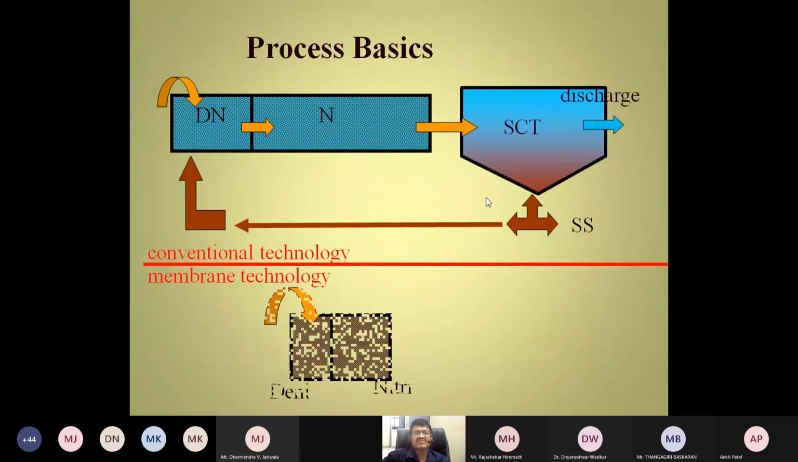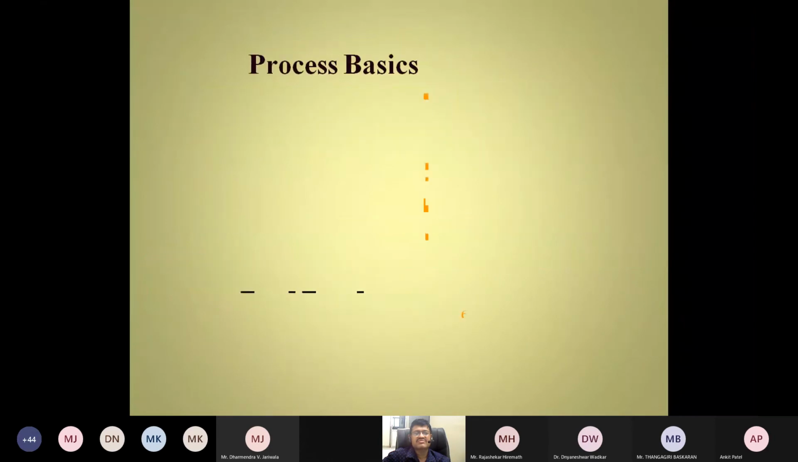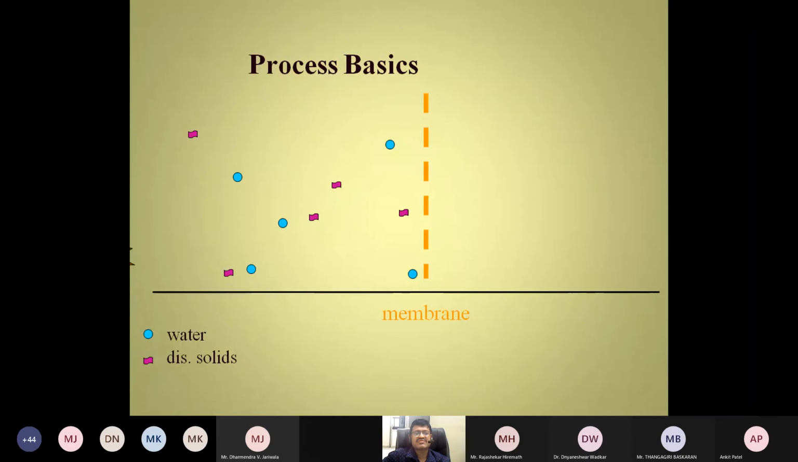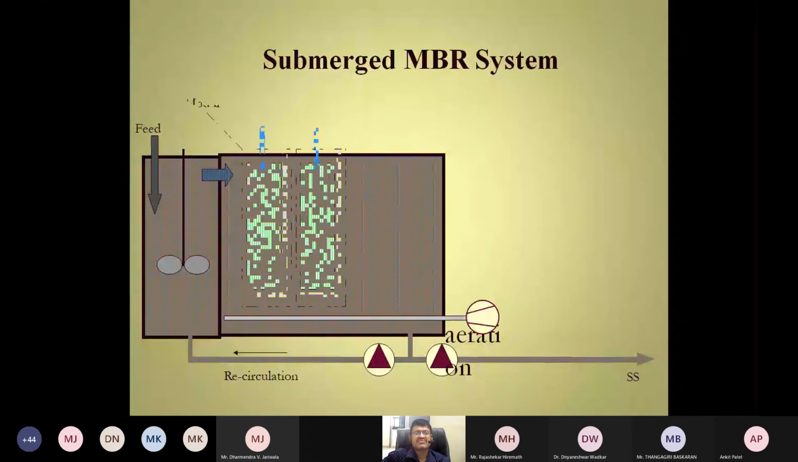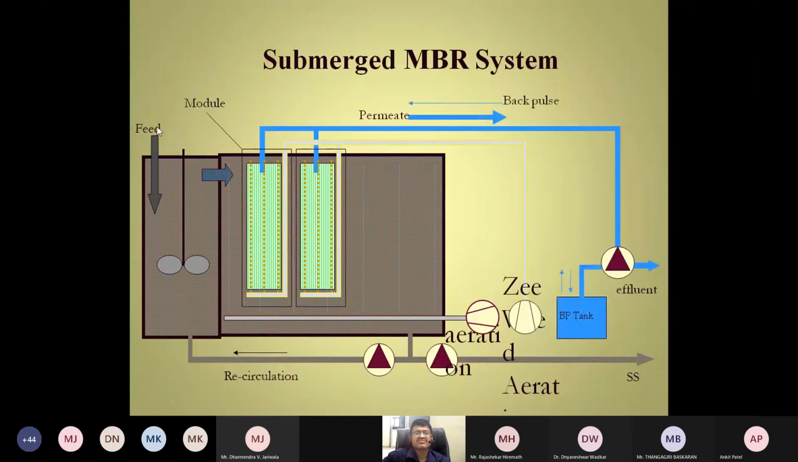I will not go into much detail because a separate lecture is there. Only this I will show you: this is the feed, and here the whole reaction will be happening. After the reaction is completed, the wastewater passes through this membrane. The suspended solids cannot pass through it, so only the treated water with very little suspended solids goes outside of this system. So this is the submerged MBR system.